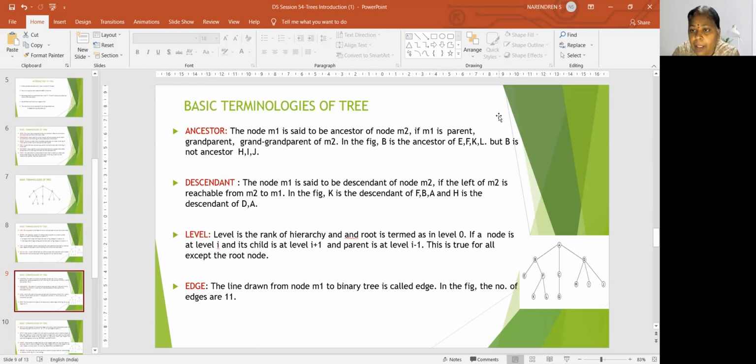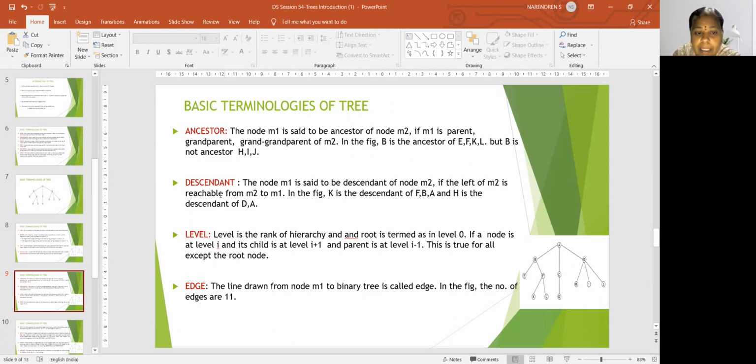Already I've told you in the real world example: a grandparent, then one person, his son, may be a parent, and they will be having siblings, one or two brothers, and then they will be having children like that. Whichever nodes come below B are taken as descendants, so B is the ancestor of all these nodes.